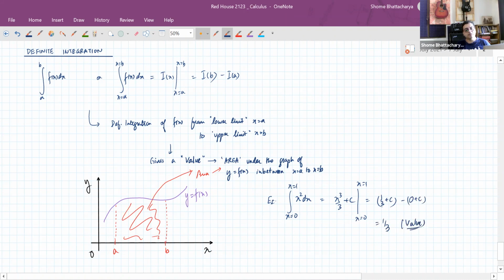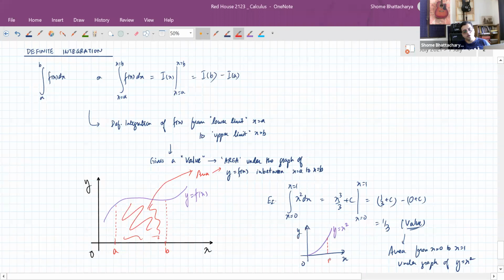Now what does this value represent? It represents the area from x equal to 0 to x equal to 1 under the graph of y is equal to x square. So it represents this kind of area. We are familiar with the parabolic graph of y is equal to x square. So if let's say this point is x equal to 1, then this area is represented by this.